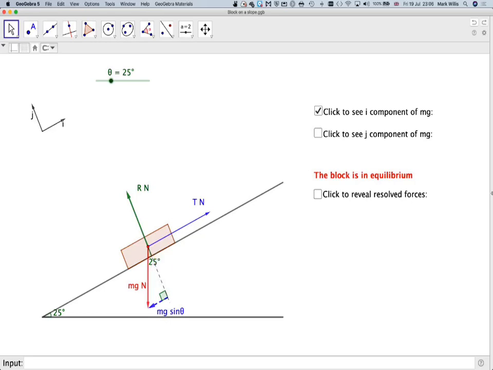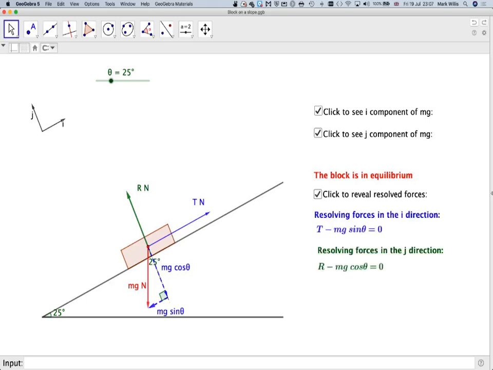Okay, and the J component, the one acting in the J direction downwards, would be mg cos theta. Next to the angle is always a cos, opposite the angle is always sine. mg would be like the weight of the block, the mass times the g. Now, if you resolve the forces in this direction, it's going to be T minus mg sine theta, and it's equal to 0 because the block is in equilibrium. Okay, and if you're resolving the forces in the J direction, which is going to be this direction, it's going to be R minus mg cos theta is equal to 0.